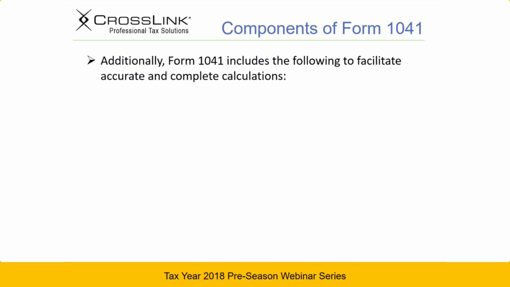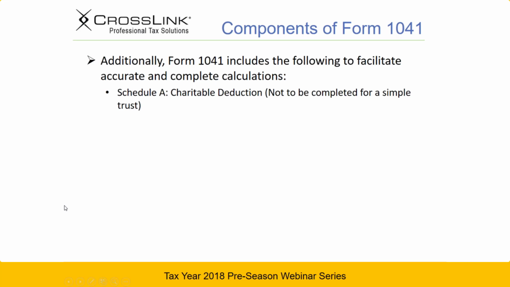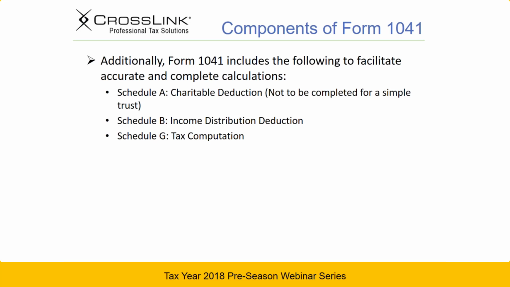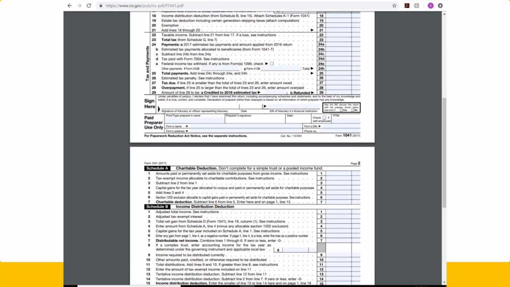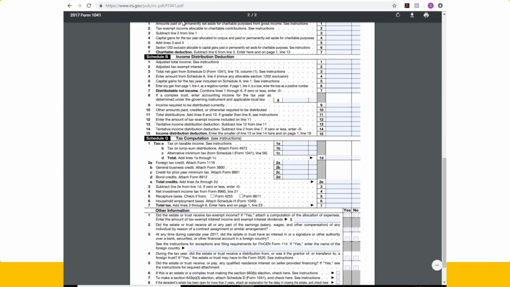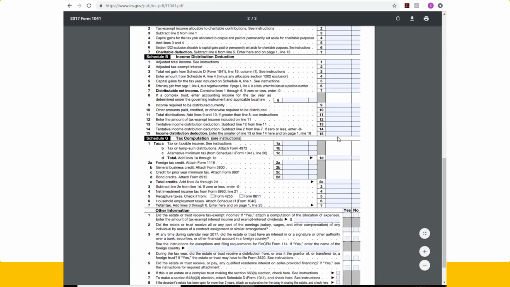Additionally, the 1041 includes the following to facilitate accurate and complete calculations. You'll see this on what's known as page 2, where you're going to find a Schedule A section for charitable deductions, Schedule B for income distribution deductions, a Schedule G for tax computation, and another area called Other Information. It's simply to gather the rest of the needed information to complete accurate calculations for this particular type of return. Again, going back to the 1041 itself, you'll notice that this is all found on page 2: your Schedule A, your Schedule B, your Schedule G, as well as other information.